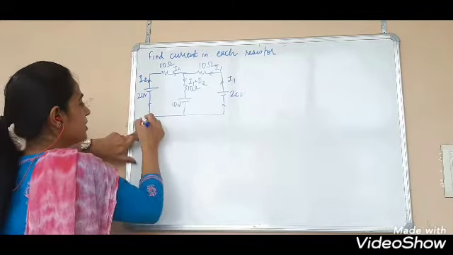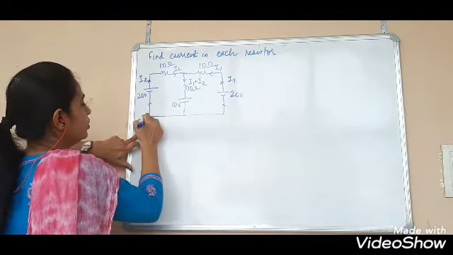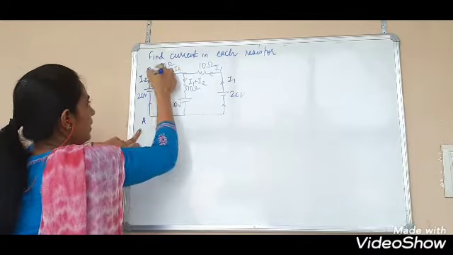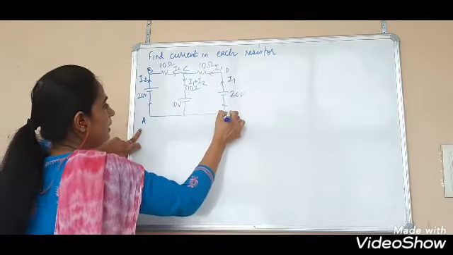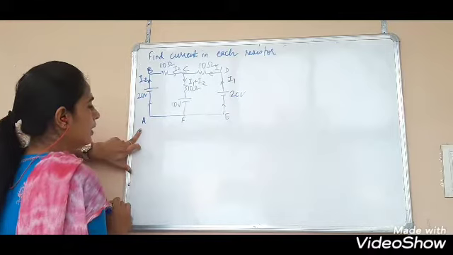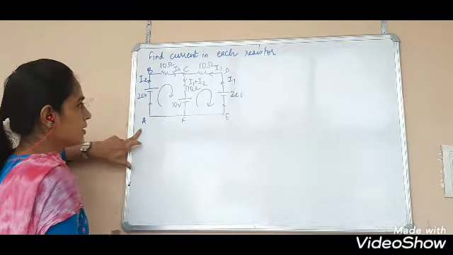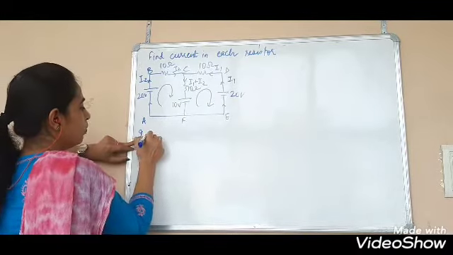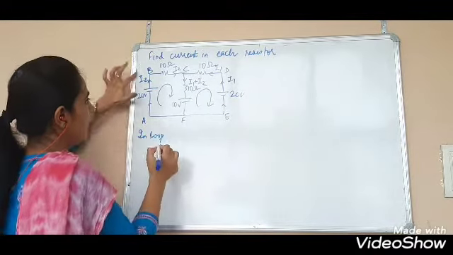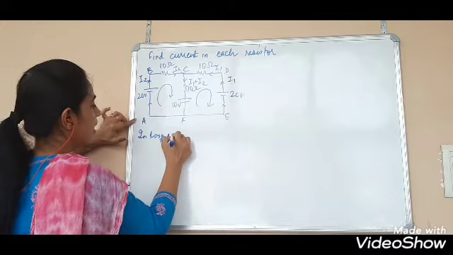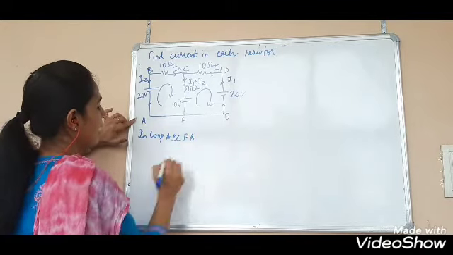So the second step is, let's make the loops, choose the loops. So A, B, C, D, E, F. Then choosing the path and choosing clockwise in both the paths. Right. So then the first loop, in loop A, B, C, F, A.